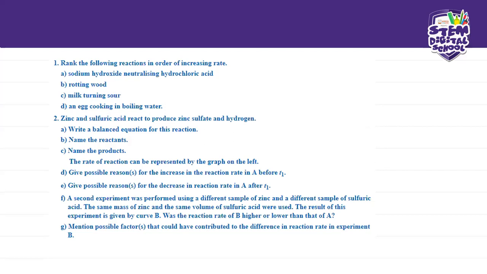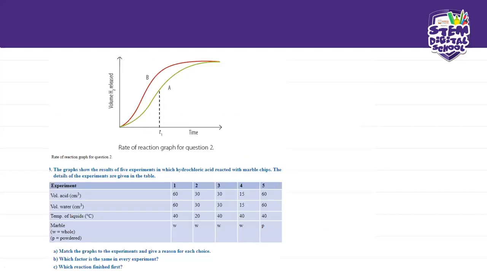So the result of this experiment is given by curve B. Was the reaction rate of B higher or lower than A? A second experiment was performed using a different sample and a different sample of sulfuric acid. They say the same mass and the same volume were used, however. So it's just a different one that was done on the side. So the results are given as curve B. Was the reaction rate of B higher or lower than the reaction at A? But as you can see here, it looks like the reaction was much higher than the one of A. Okay. The reaction on B was much higher than the reaction at A.